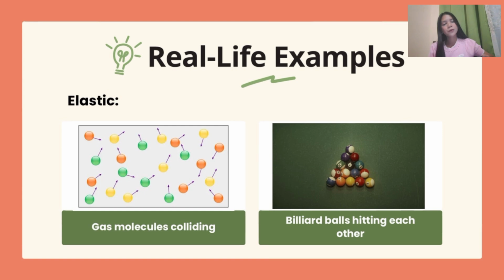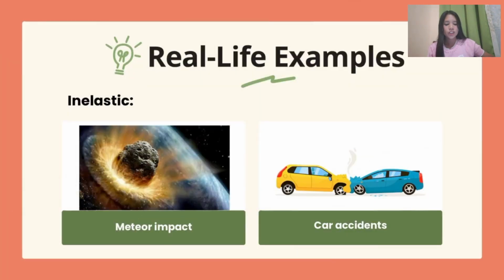Let us look at some real-life examples. For elastic collisions, we can observe them in gas molecules colliding, or in billiard balls striking each other. For inelastic collisions, examples include meteor impacts and car accidents. These examples help illustrate how the principles of collision apply in both small-scale and large-scale events.